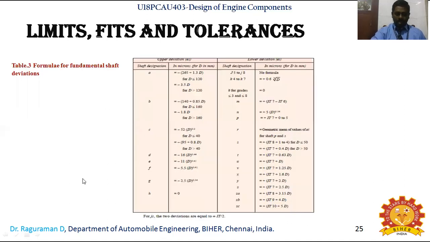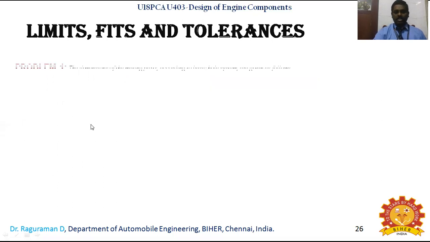So we will be having microns, how to make the calculation, and for D values greater than 120, what you have to take, and less than 120, what you have to take. That is, the shaft designation will be given. For that, what is the respective formula you can take? Okay, that is what you will be having, a formula for fundamental shaft deviation.